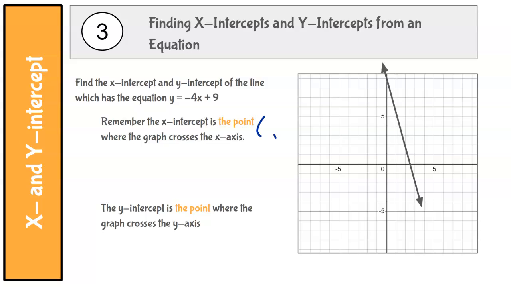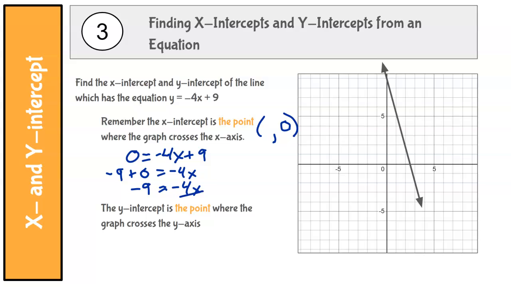So same idea though. We're going to put 0 for the y if we want to find the x-intercept, because remember, on the x-axis, y is 0. So I'm going to put 0 where the y is. I'm going to move the 9 over to the other side and make it the opposite sign. Combine like terms. And then divide by -4.